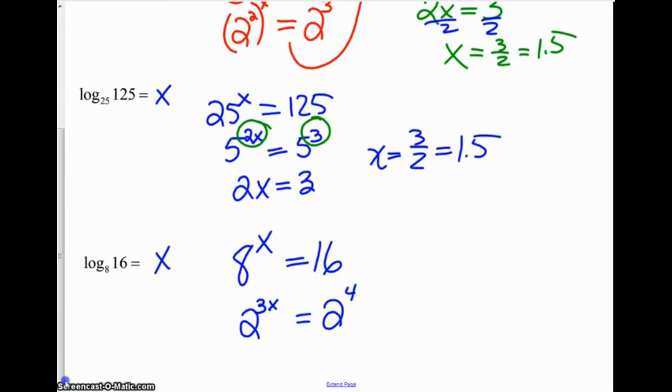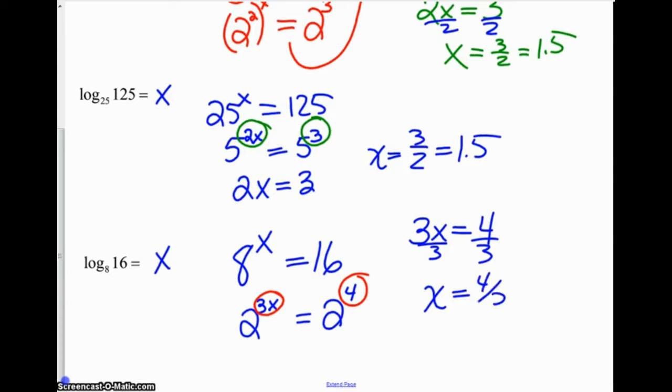Again, once you have matching bases, in other words, the bases are identical, you can say the exponents, therefore, must be the same. 3x must equal 4. If 3x equals 4, then our x equals 4/3. And go ahead and just leave these in fractions. I think that's our best way.